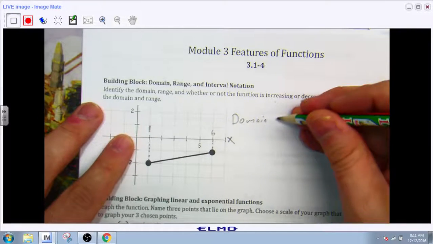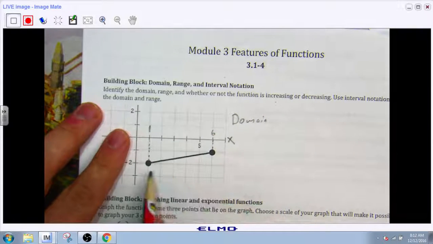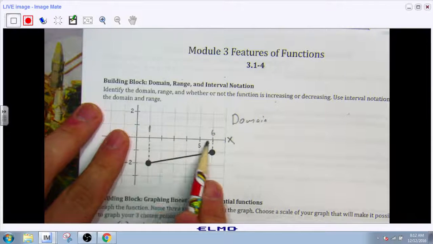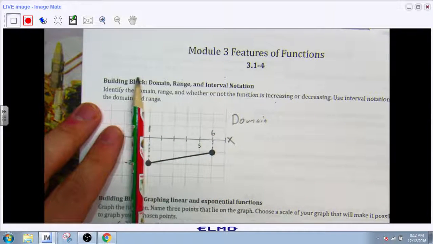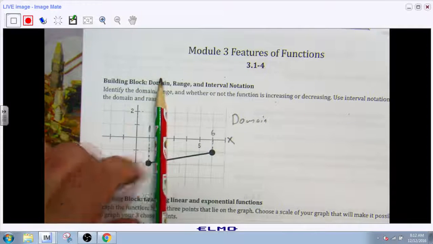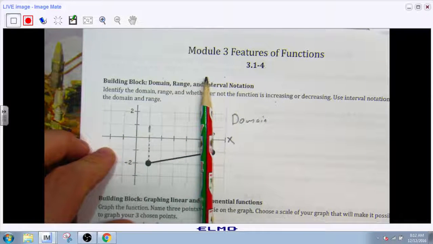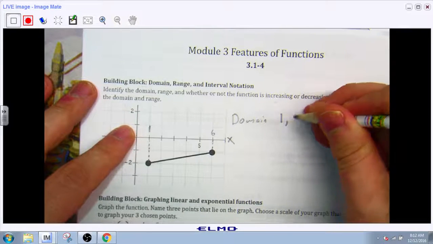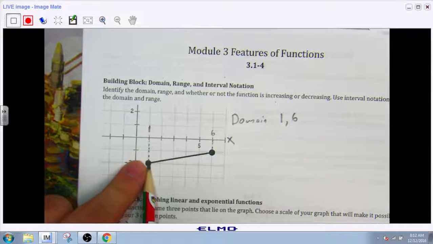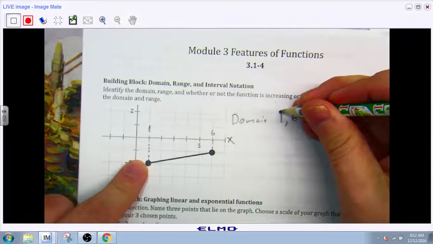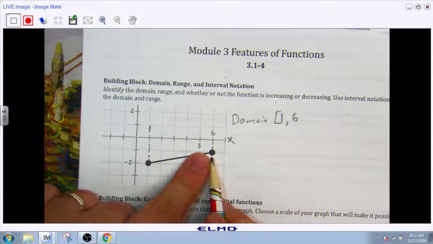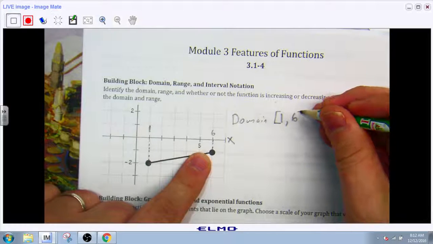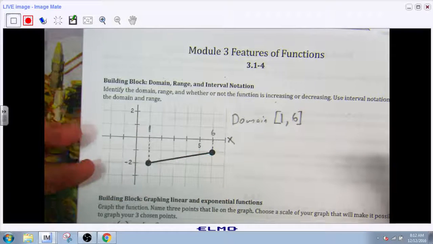So my domain would be all x values, because it doesn't break. As I go from 1 to 6, if I drag my pencil from 1 to 6, I'm always touching the black line. I'm always touching the function, okay? So that tells me that my domain goes from 1 to 6. 1 has a solid dot there, so that means 1 is included, so I do a bracket. And 6 has a solid dot there, that means 6 is included, so I do a bracket. That's my domain. I'm done.